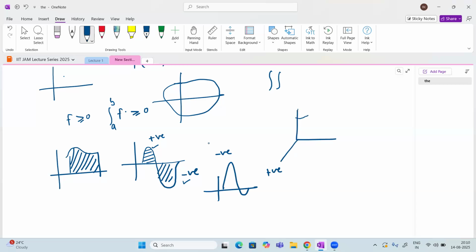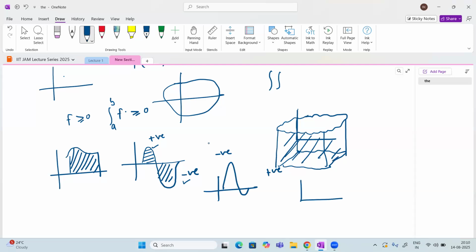So here we have a surface like that in R3. In double integration, we find the volume of the region below this surface. So unfortunately, if you have a surface like this, that means some part of the surface is above the XY plane and some part of the surface is below the XY plane. Getting the point?